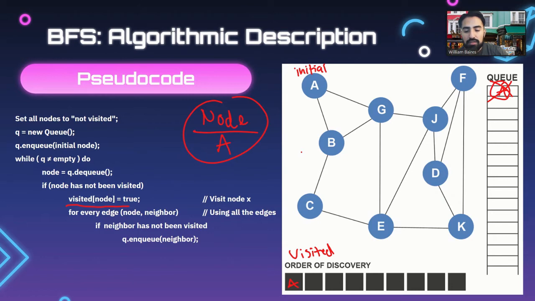Next on the pseudocode, it says for every edge connecting that node to a neighbor. So the edge is going to tell us where our neighbors are at. So we're currently looking at that initial node A, which edges connect it to its neighbors. So this edge connects it to B and G, meaning that B and G are going to be neighbors.